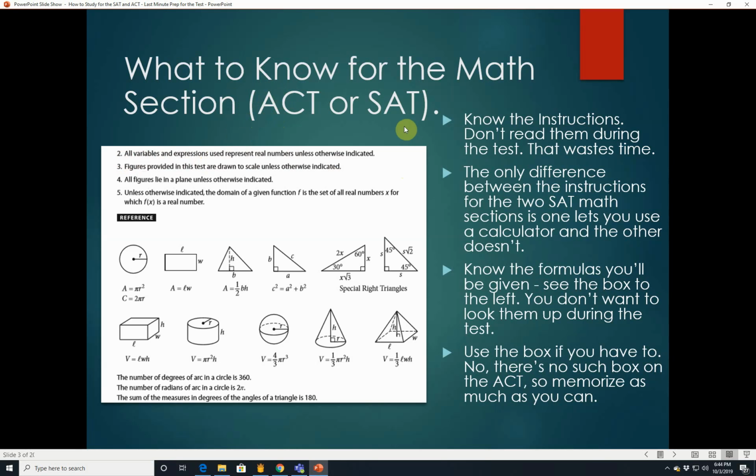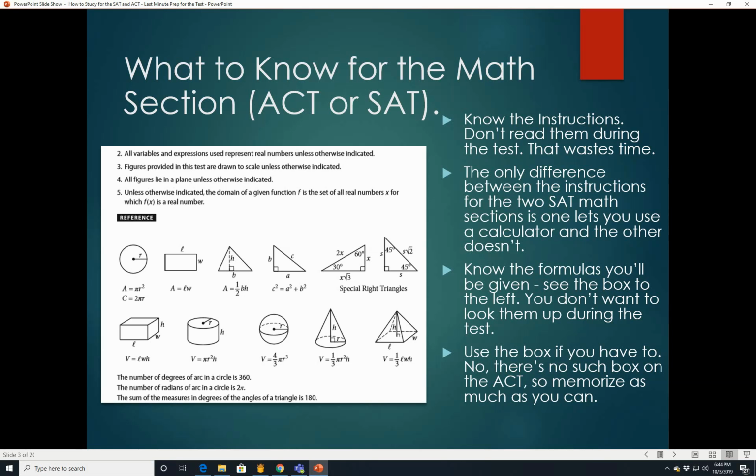That means unless they tell you it's an integer, assume that number can be a decimal, it can be a fraction, it can be an irrational number. They will also tell you if it is an imaginary number, where i, of course, is the square root of -1 or the imaginary unit. So figures provided in this test, this would be the SAT, are drawn to scale unless otherwise indicated.